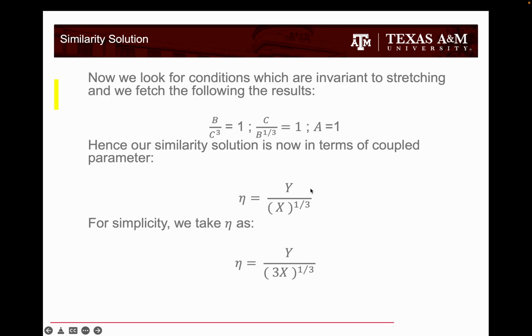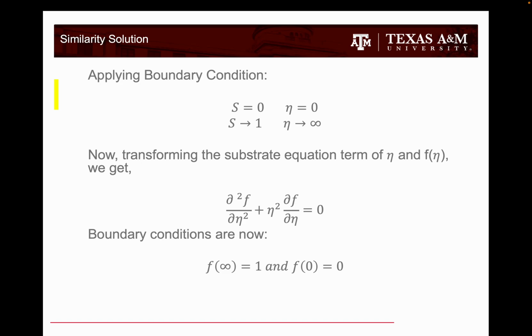We also couple the parameters in the way like this, where eta is equal to y over x to the power 1 by 3, and for the simplicity of solving the equations, we get eta as y over 3x to the power 1 by 3.